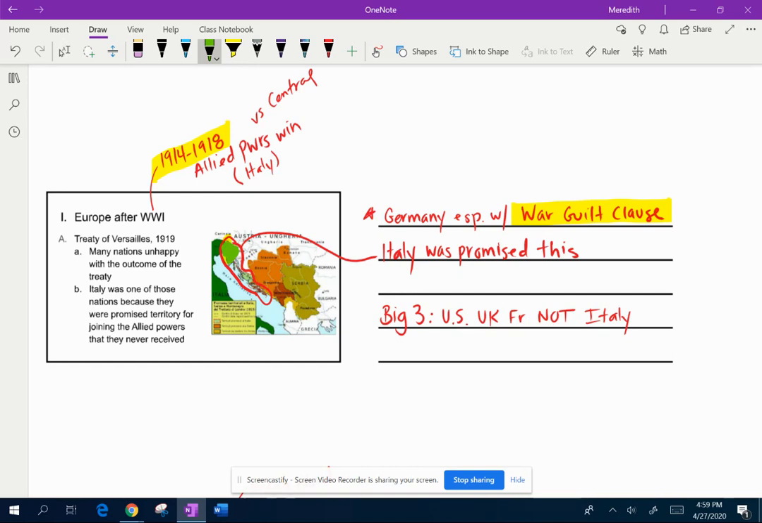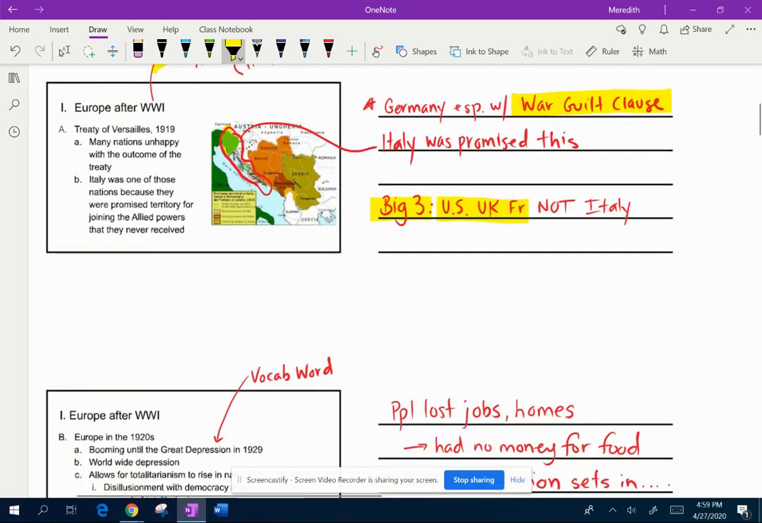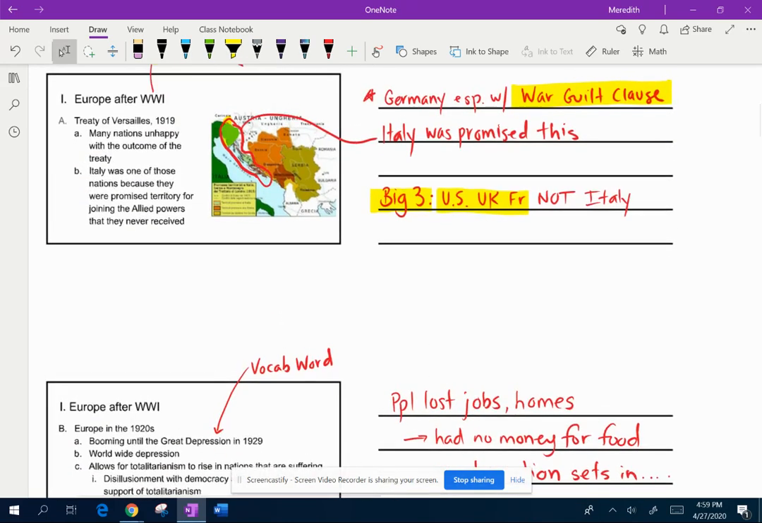So anyway, I do want to just remind you that if you remember our unit on World War I, we talked about the big three. And so the big three include the three nations that made, in theory, the biggest difference in the war, right? That's America, England, and France. And that doesn't include Italy. So of course Italy is not going to get everything they want at the Paris Peace Conference.